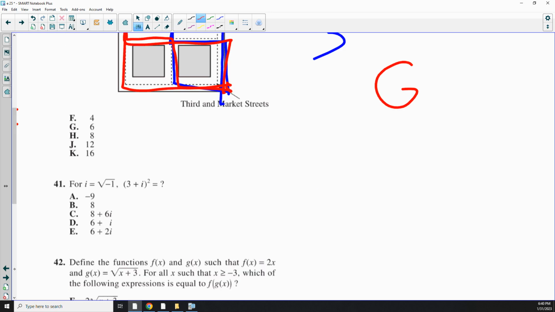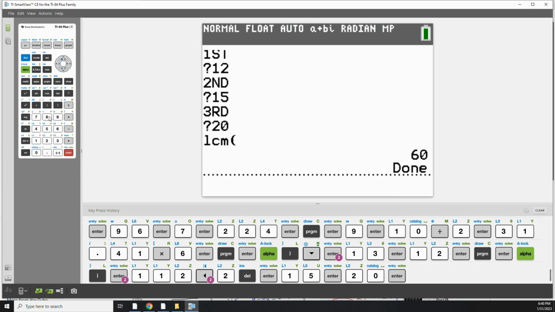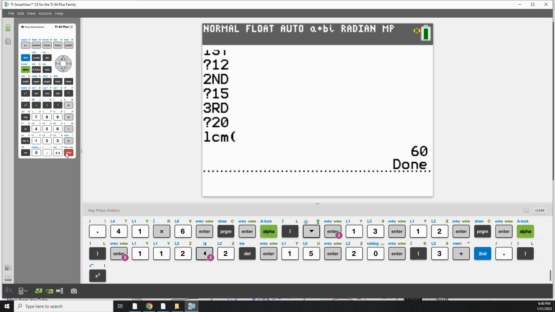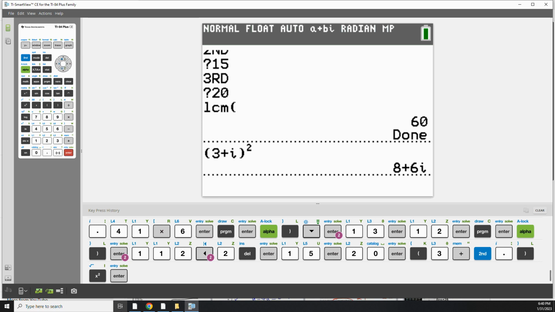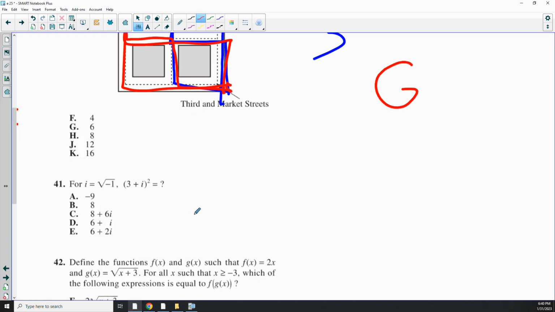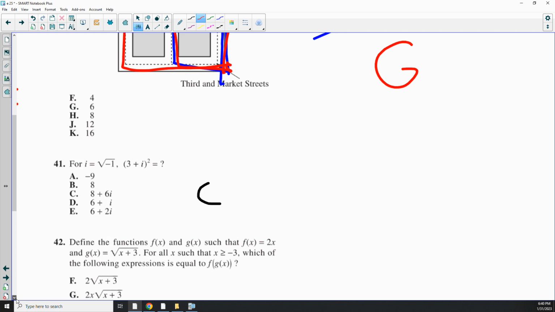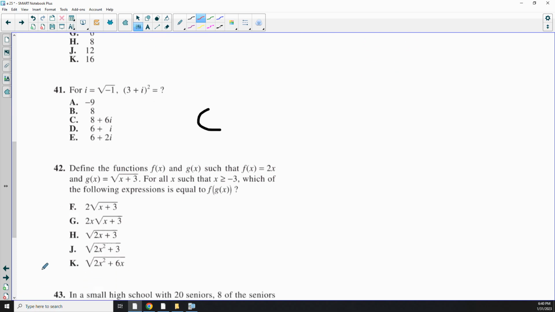All right, chance to use our a plus bi, and it's simply 3 plus i squared, something I'll teach you in the class. 8 plus 6i. How lovely is that? Choice C.